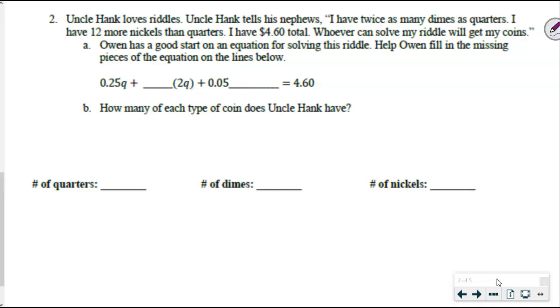So, Uncle Hank tells his nephews, I have twice as many dimes as quarters. I have 12 more nickels than quarters. I have $4.60 total. Whoever can solve my riddle will get my coins, and Owen has a good start to his equation.